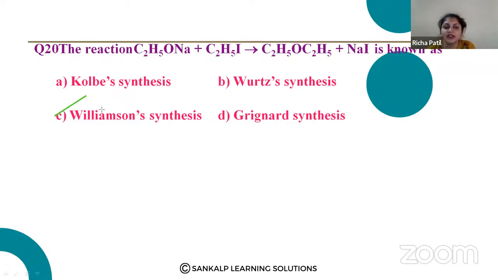Why is it Williamson ether synthesis? Because one is your alkoxide and another is your alkyl halide. Yes, Sandarya, it is correct. The correct answer is C. So we'll go for the next one.